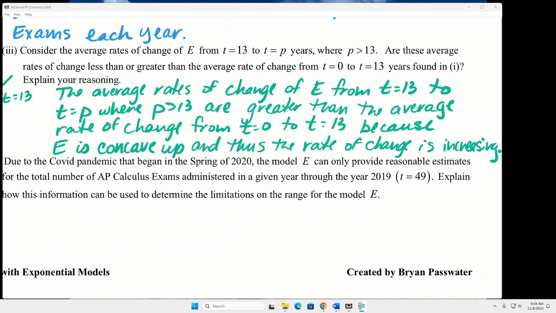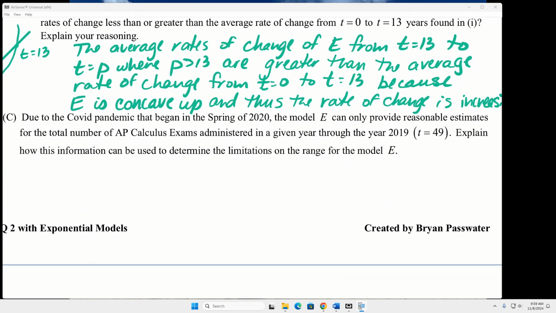All right, and then C is always something new. So I can show you every C that Brian Passwater has ever made, and then there might be some different one on the AP exam. So we just try to expose you to as many as possible, but you're going to have to think on C. You can't just go back to something you've done 15 times.